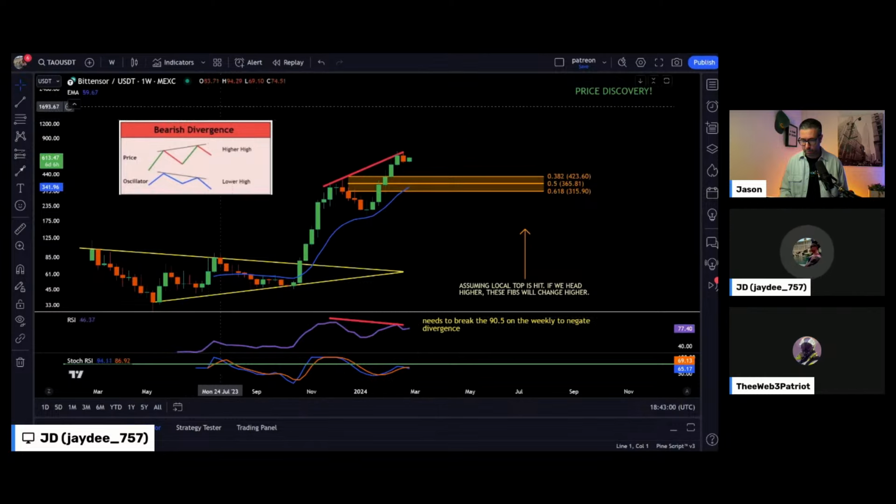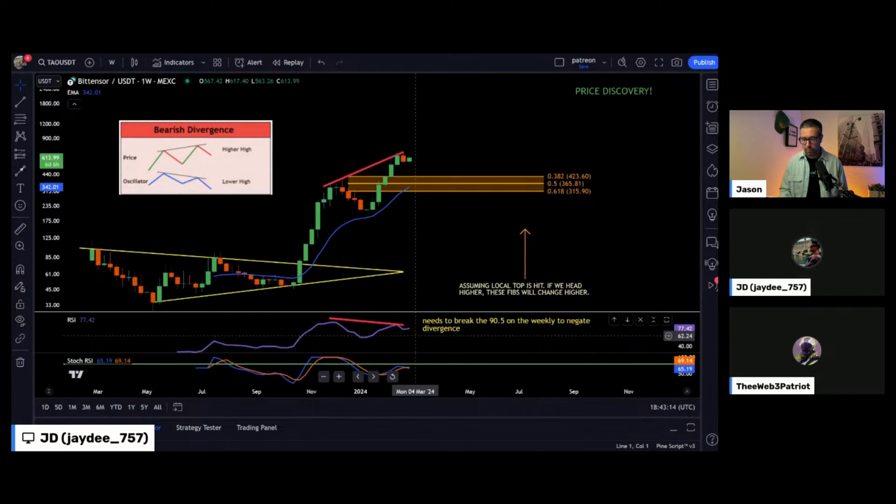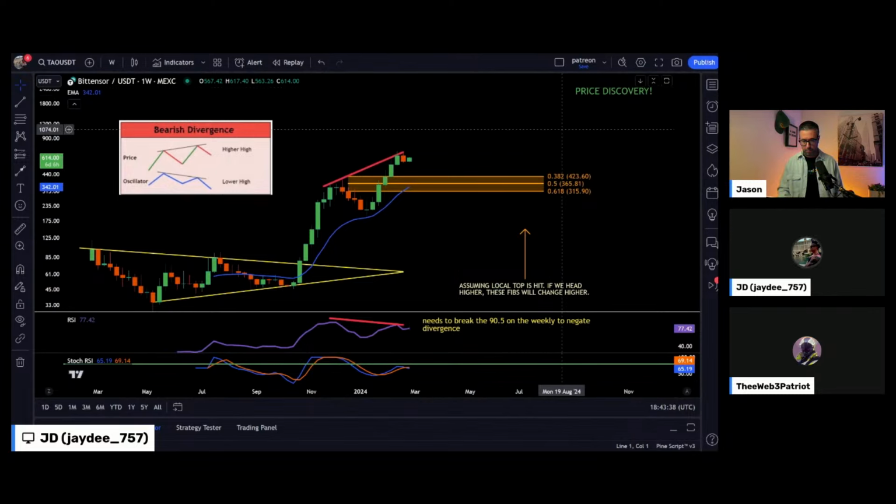We can't really ignore this bearish divergence here because it could play out, it could not. But if both these lines on the stochastic RSI cross above the 80 level, this will more likely get negated. But for now, if this plays out, I would expect this orange box to get hit for a better buying opportunity. Another way to negate this divergence is if the RSI can break above the 90.55 level on the weekly close. That would negate the divergence, and we can head up to price discovery, because right now we're basically at all-time highs, right?